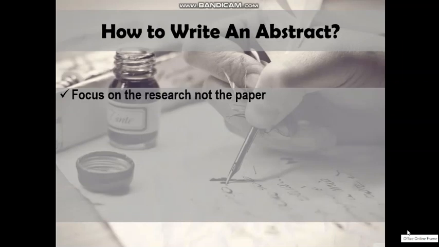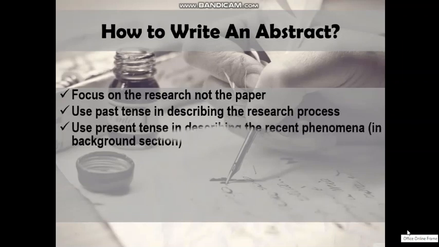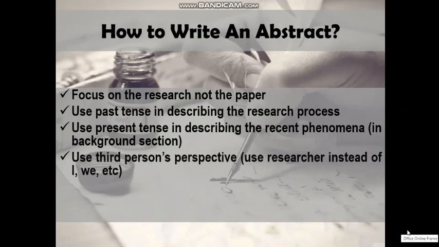Okay, I believe that all of you have already read an abstract, but how could we write one? The first principle is that the abstract should be focused on the research that we have conducted, not the paper we have written. Can you distinguish between them? In the abstract, you will tell how you conducted your research in the past. So you have to tell the readers whatever you have done during your research.